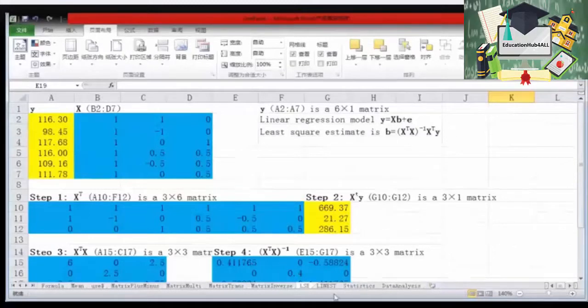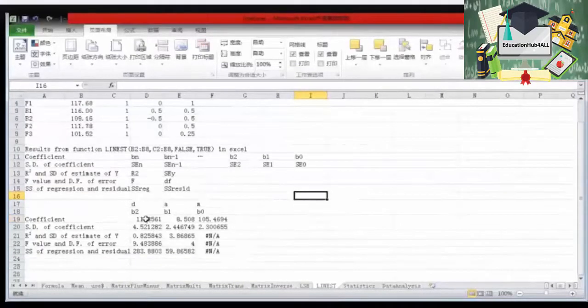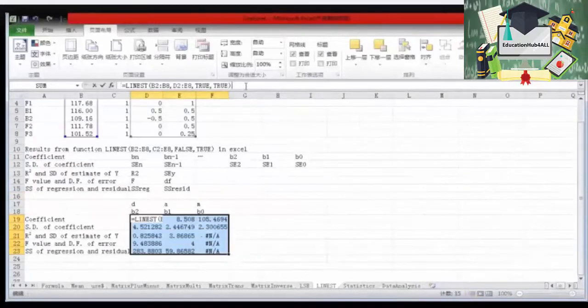But there is a special function to find the coefficient, which is called linear estimation. So it's called LINEST. LIN means linear, EST means estimation. So I'll just show you how to use this one.